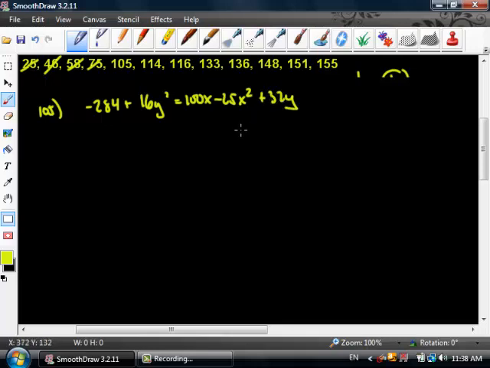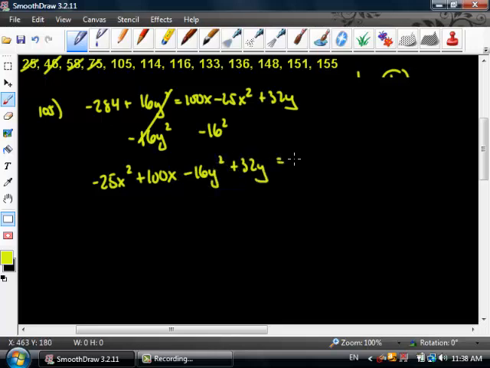All right. This problem is nasty. So here's what I'm going to do. I'm going to subtract 16y squared. So what I get is negative 25x squared plus 100x minus 16y squared plus 32y equals negative 284. Now this is an ellipse because my signs are still the same.